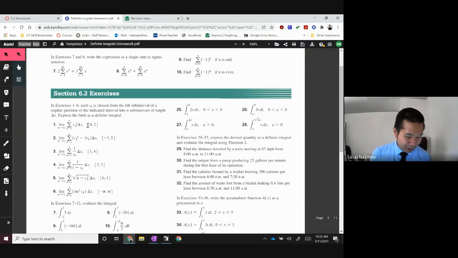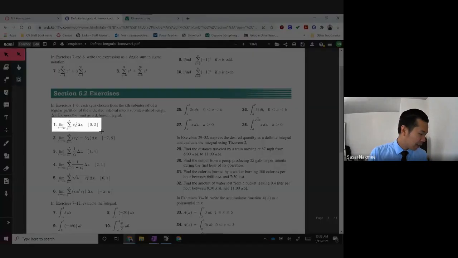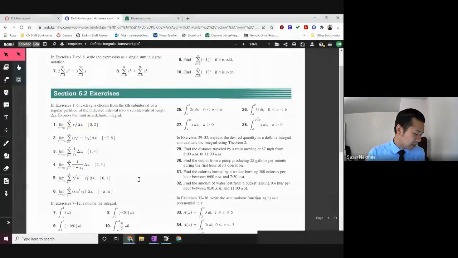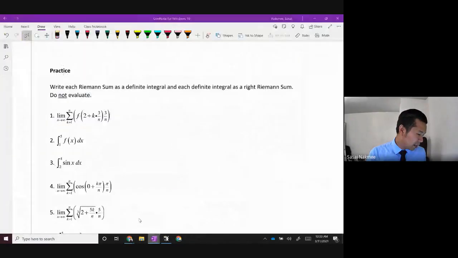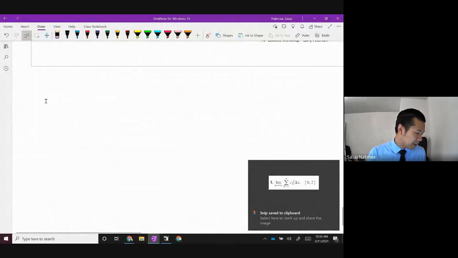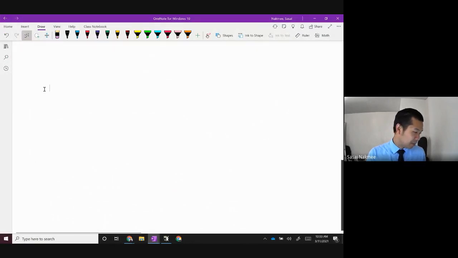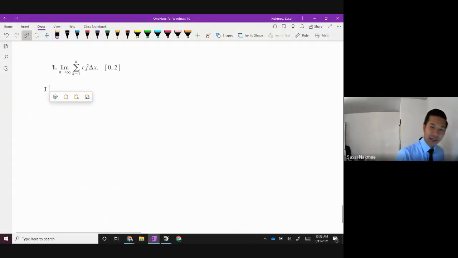Do you guys see what this is, by the way? Let me just copy this right now. So for your homework, I'm going to give you guys number 1 right now. Let me scroll down to the bottom here. So from your homework right here, number 1 is asking us to rewrite this as an integral. I hope you guys can see that this integral is just going to be the integral from 0 to 2 of x squared dx. And that's it.